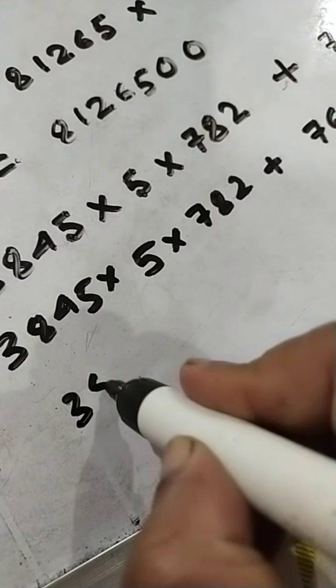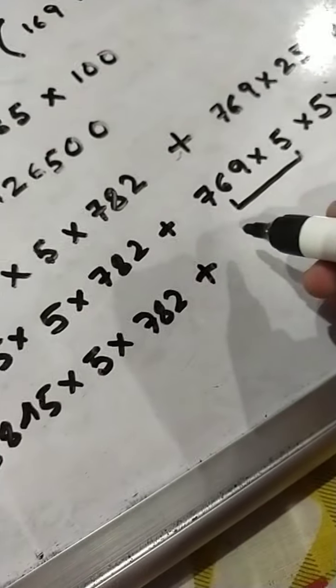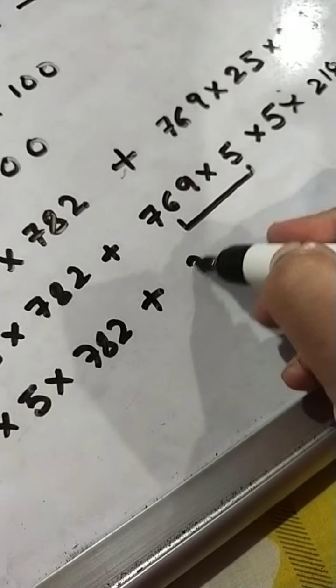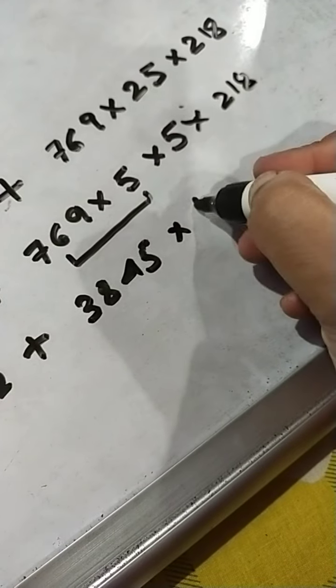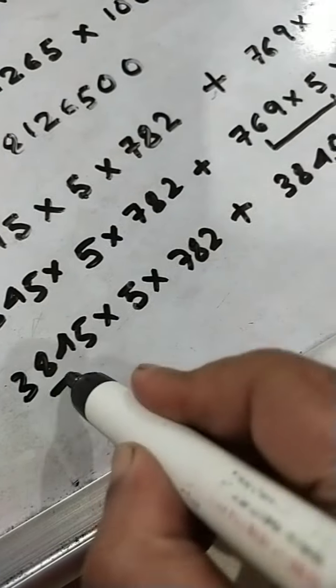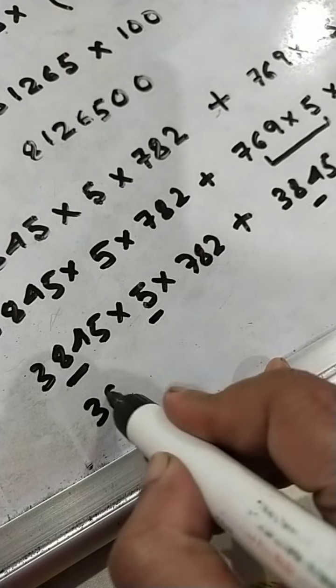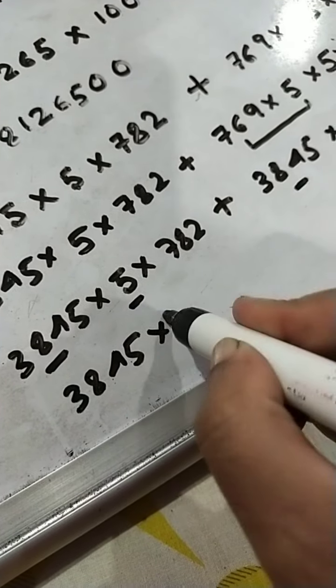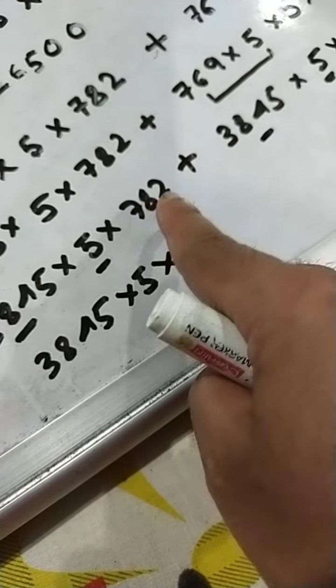See, we'll write the first term like this. Now if you multiply this, we'll get 3845. Okay, then we'll write this 5 into 218. Now if you carefully observe, this number is also common, this number is also common. Fine, so we'll take these two numbers as common. So 3845 into 5, and then we'll give the bracket. If we remove these two numbers from the first term, what will remain inside? That is 782.